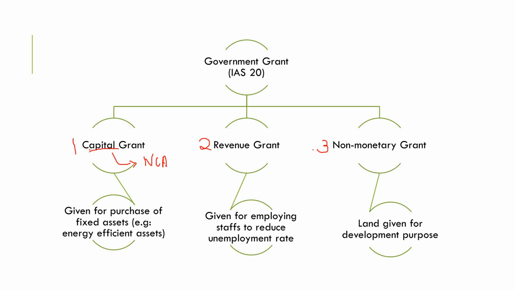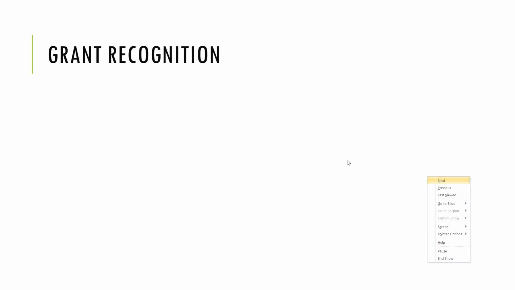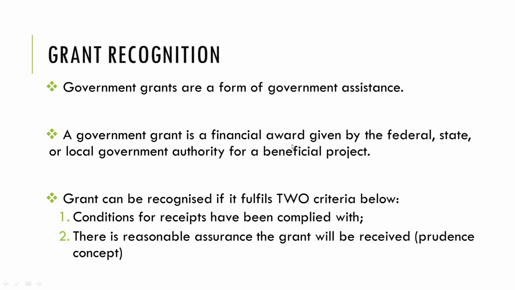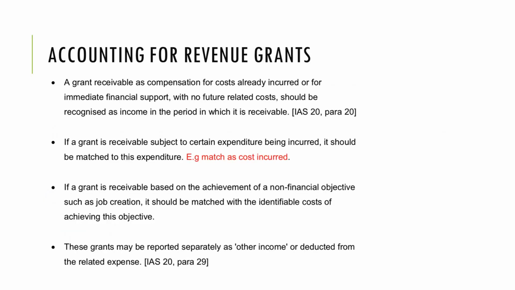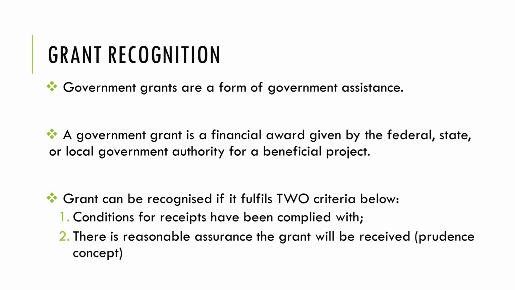unemployed graduates. So the third type of grant is the non-monetary grant, meaning that it doesn't involve money. For example, the government can give land to the business for development purposes. So this one is categorized under non-monetary grant. So in simple words, government grant is some kind of government assistance. Government provides assistance to the businesses. It can be awarded by the federal government, by the state government, or by the local government for a project that they consider as beneficial to the community as well as to the nation.